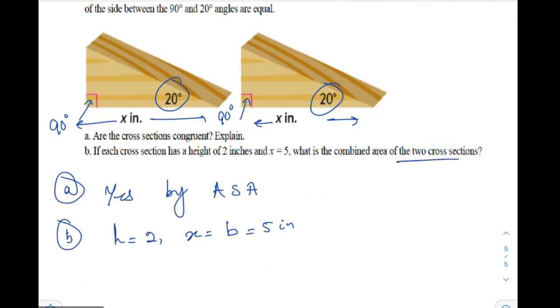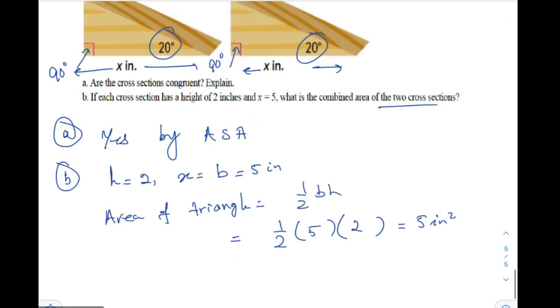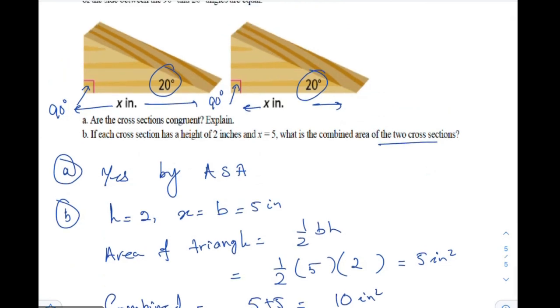Since each cross section looks like a triangle, we will use the area of a triangle, which is half base times height. Each triangle has an area of half of x is 5, height is 2, so it is 5 square inches. So the combined area will be adding them, 5 plus 5 or 5 times 2, which is 10 square inches. And with that, we are done with this lesson about angle, side, angle or angle, angle, side.